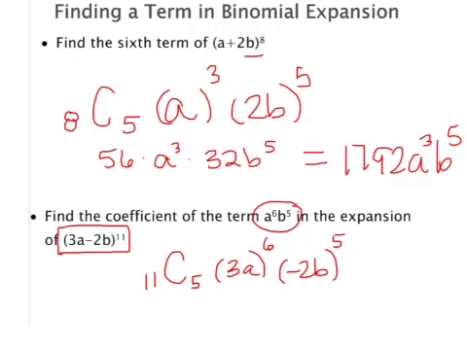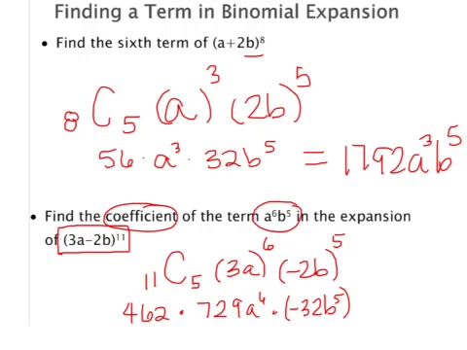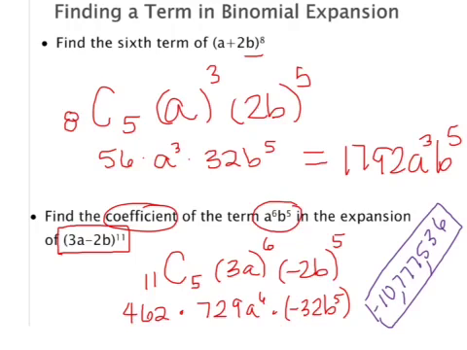So we have 11 combinations of 5, that's 462, times 3a to the 6th is 729 a to the 6th, times negative 2b to the 5th would be negative 32 b to the 5th. Okay? Now, all I care about is the coefficient. So, when you answer this for me, you are going to tell me that your coefficient is this. And I got that by just multiplying these together, but since it's the coefficient, I really don't care about a to the 6th and b to the 5th.